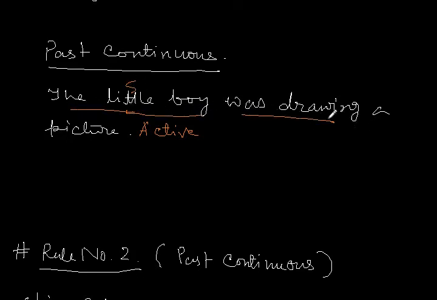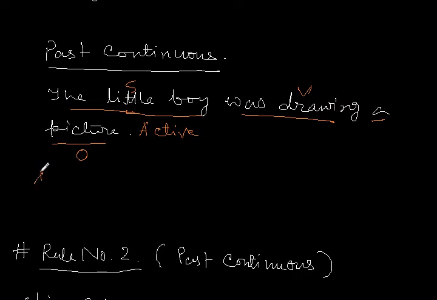Drawing was drawing, the verb, and a picture. Drawing what? If you ask the verb with what or who, you will get the answer. So was drawing. What was drawing? A picture. So this is the object. Now let's change the sentence into passive voice.